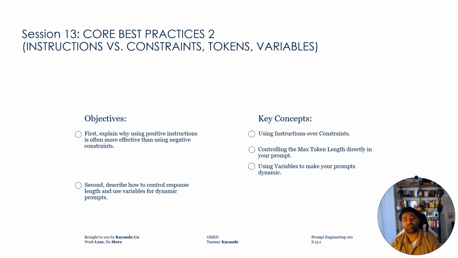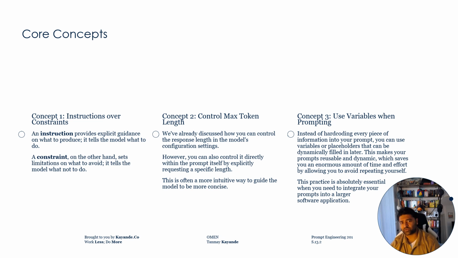Today we're covering three more key practices, again, using instructions over constraints, controlling the max token length directly in your prompt, and using variables to make your prompts more dynamic. If you're following along in the white paper, this is between pages 56 to 58. Let's start with our first concept, use instructions over constraints.